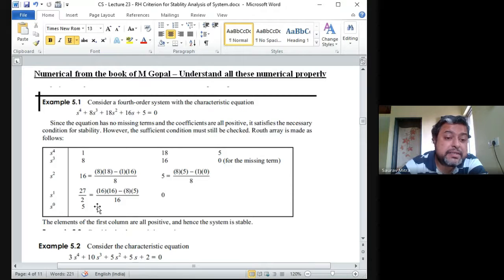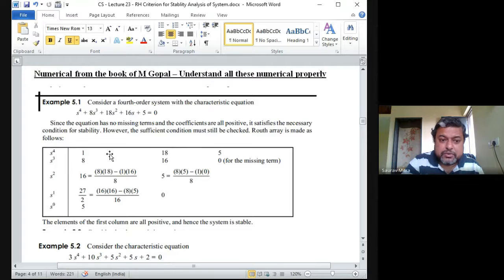Now how to find the other terms? s square, s to 1, s to 0. How do you find a determinant? The determinant is top left multiplied by bottom right minus bottom left into top right. This is how we find a determinant. But here it is not exactly a determinant. Here it is minus of the determinant. That means first we have to take the bottom left times top right, that means 8 into 18. This we have to write first.